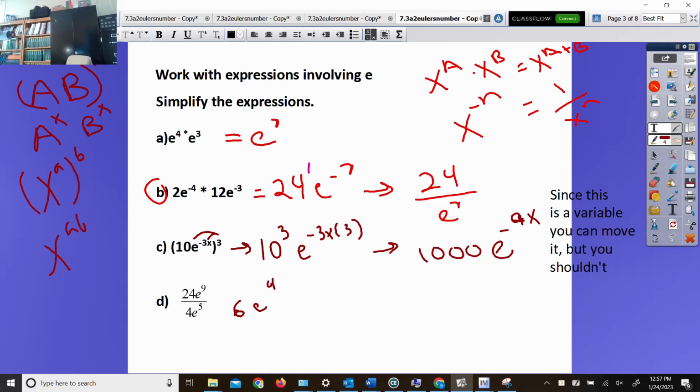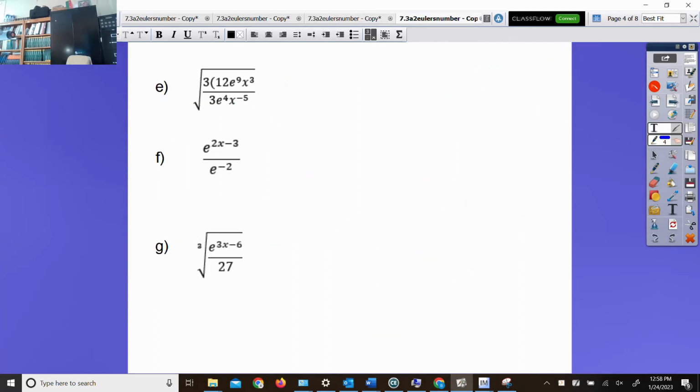Hopefully we understand 9 minus 5 is 4. We used a rule there too, didn't we? What rule was used there? Divide. X to the a over x to the b. And you're right, you divide, you subtract. X to the a over x to the b is x to the a minus b. You have to know your rules of exponents, kids. You have to know them. That's why they're called rules.